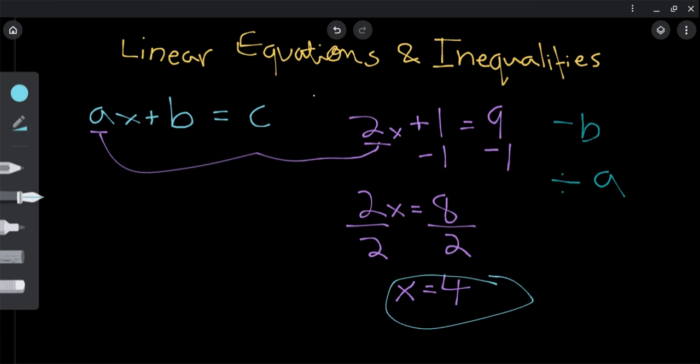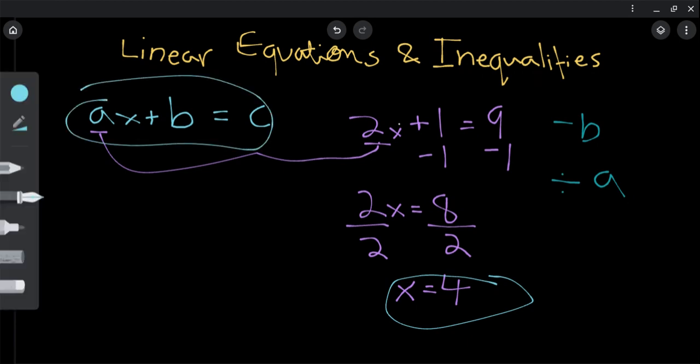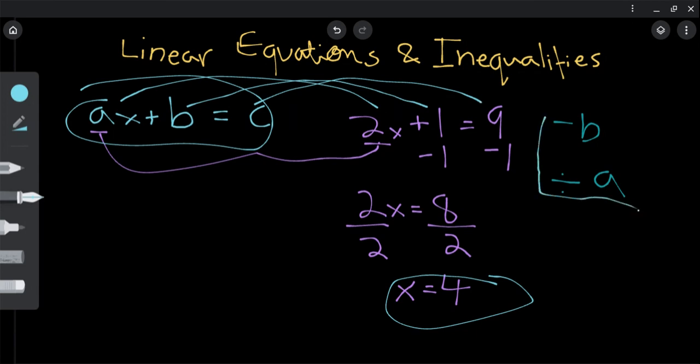So here is like a formula, I guess. Here's an example: 2x plus 1 equals 9. The 2 is the a value, the b value is 1, and the c value is 9. So here, as you can see, it says minus b and divide by a, right?